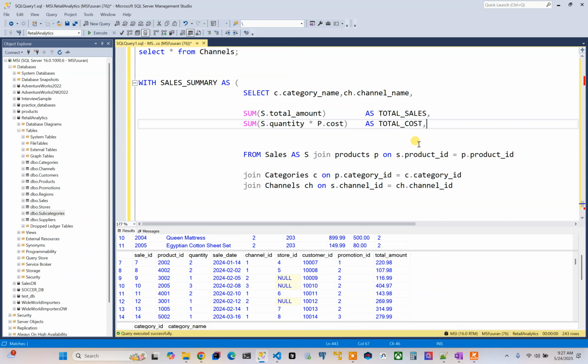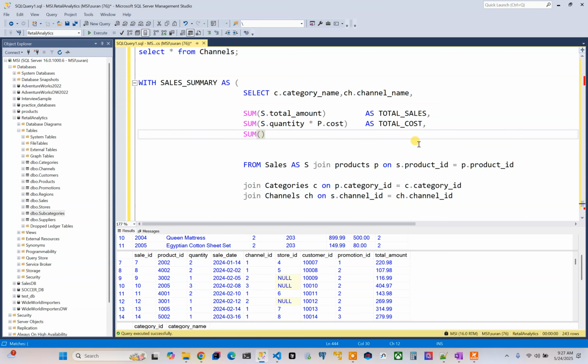Okay, then next will come, we want to find the profitability. So what is the profitability? Profitability is like what is your total sales minus what is your cost amount. Okay, so s dot total amount, it is nothing but the difference between this both. So s dot total amount minus, in bracket I will copy paste this total cost multiplication as a total profit. Okay, not profitability.